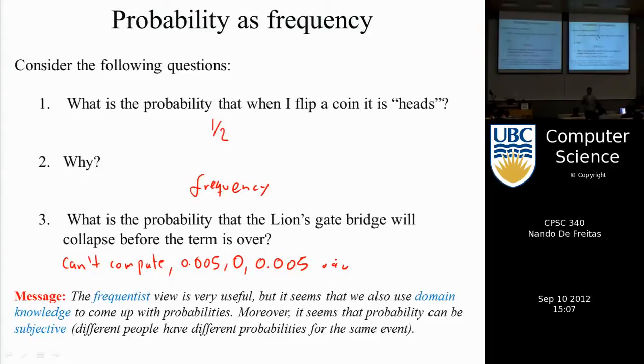It might be impossible, but you said 0.005. That's my own guess. That's a subjective view, and that guess was an informed guess. It wasn't a crazy guess. It wouldn't have been 0.05.